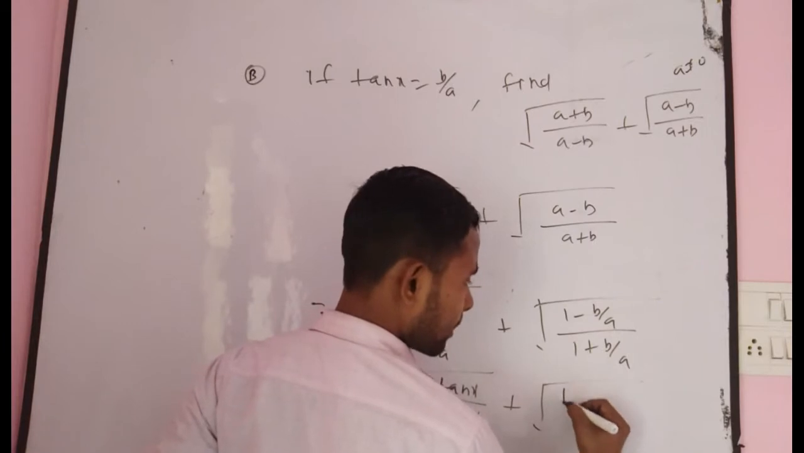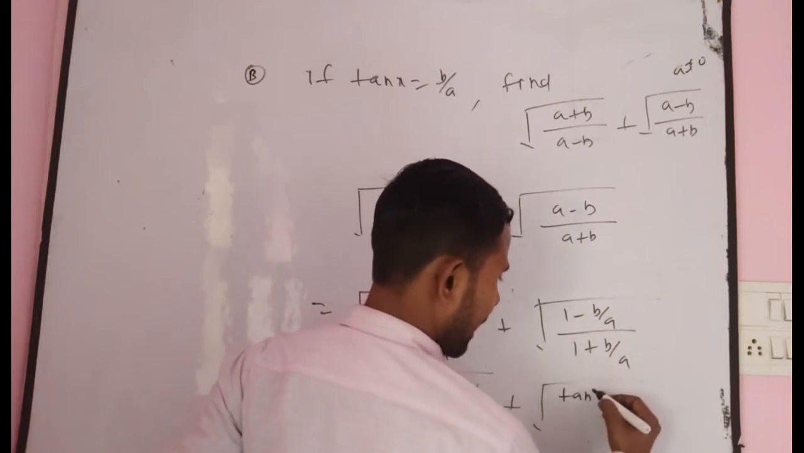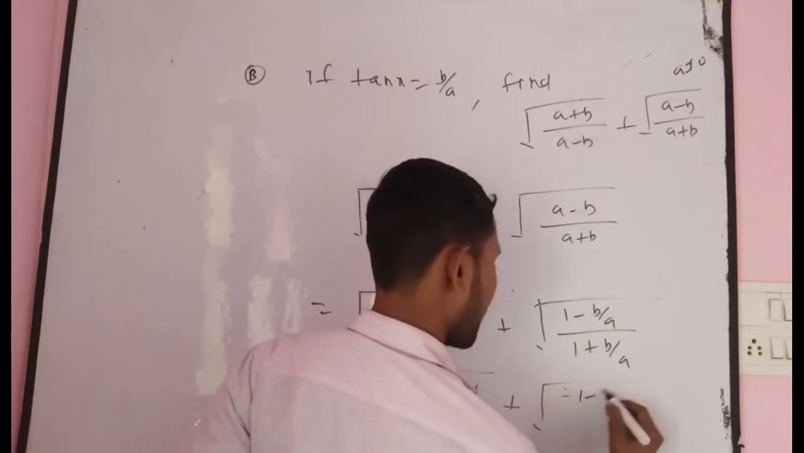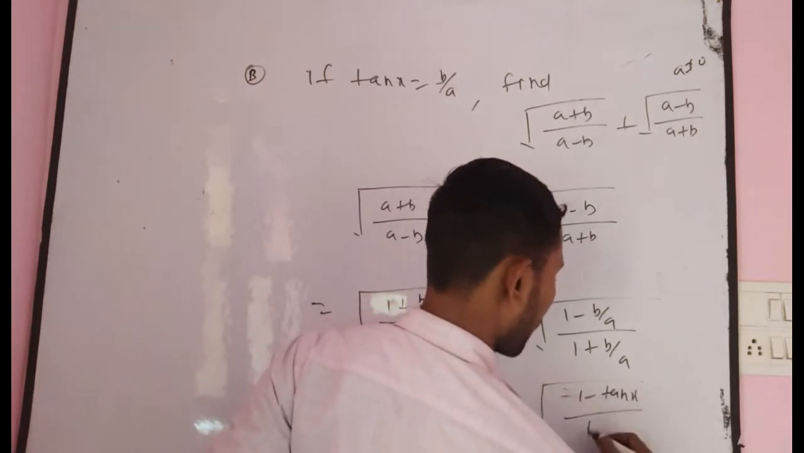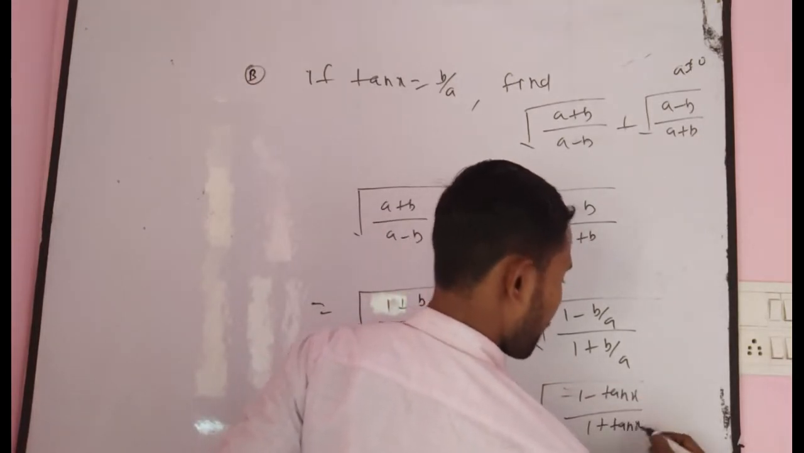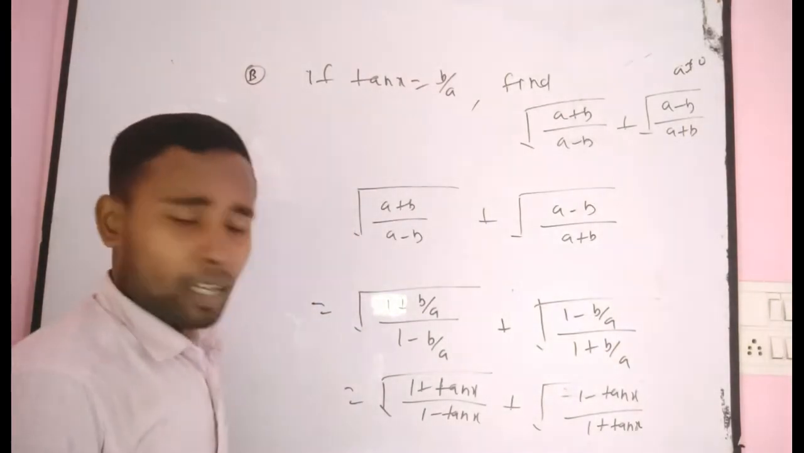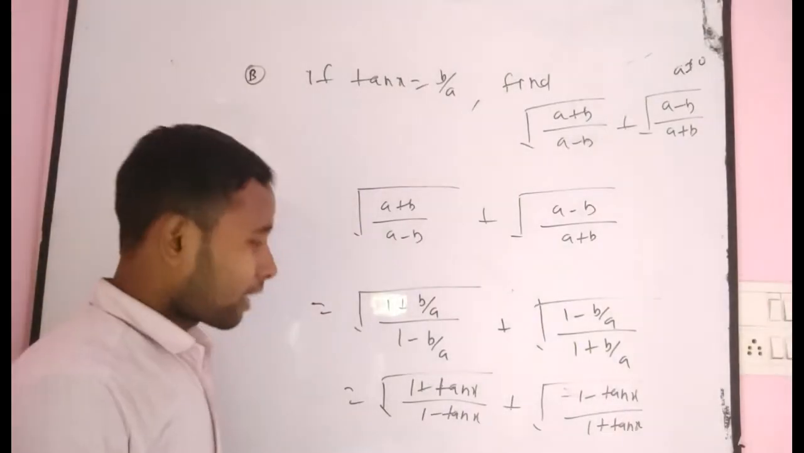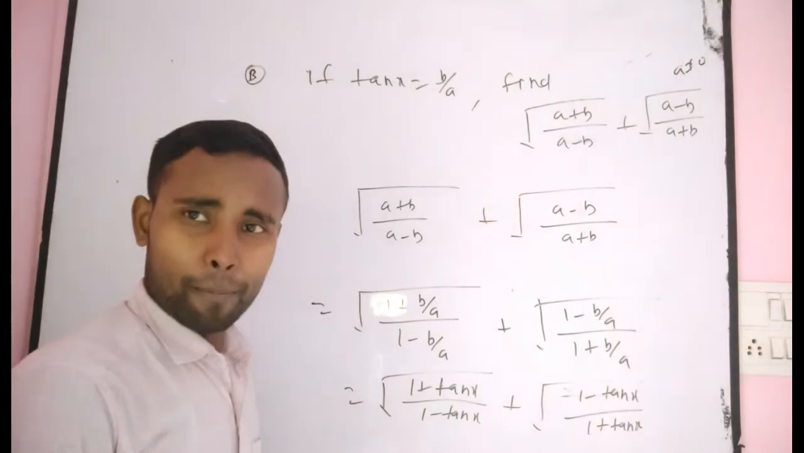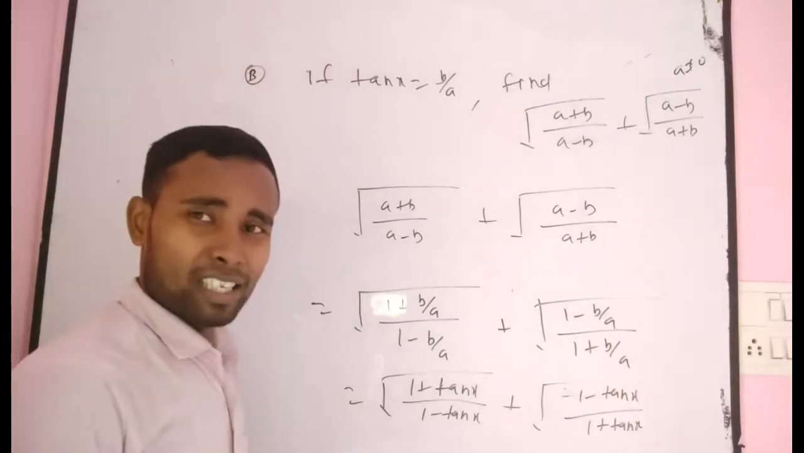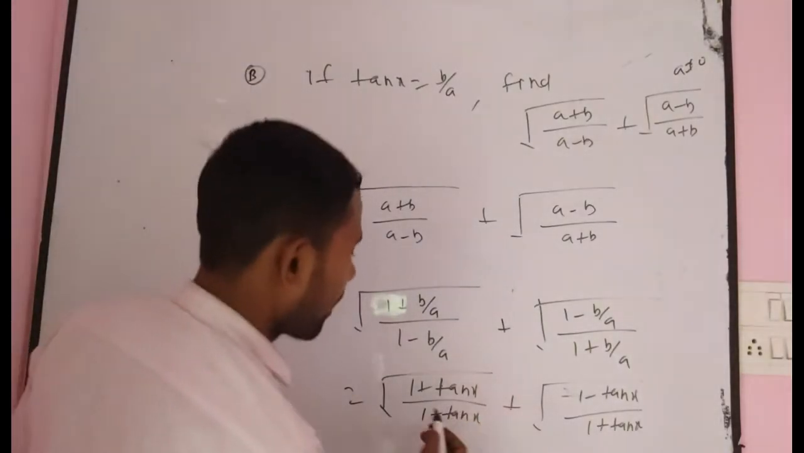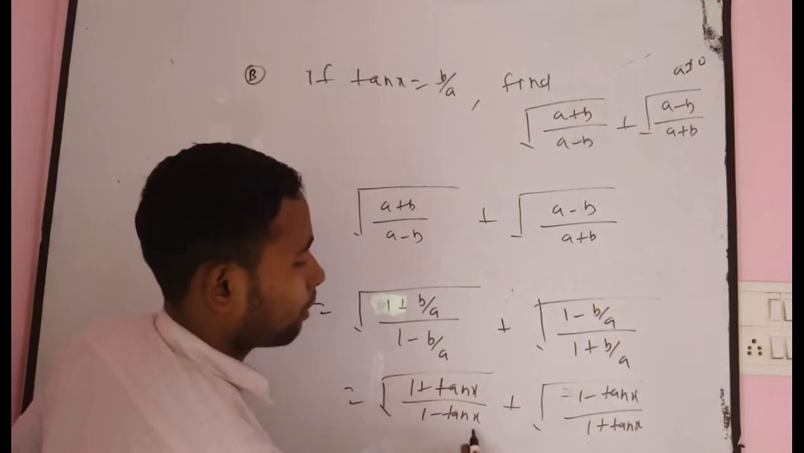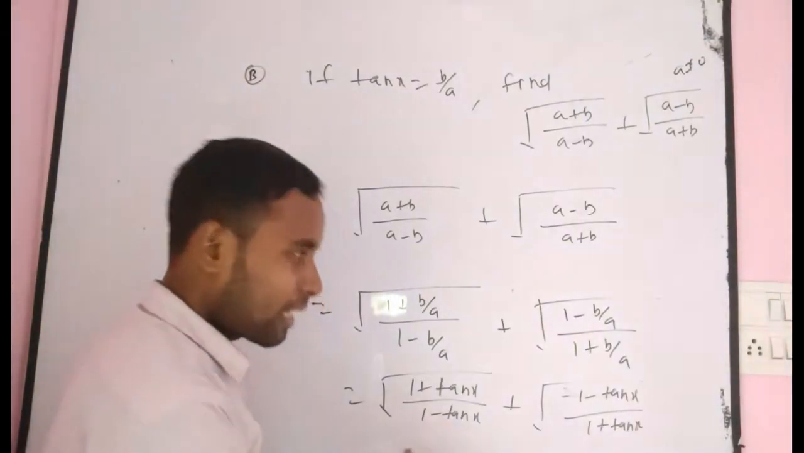It is what? tan... 1 minus tan x divided by 1 plus tan x. Can you write? Now, if you try to simplify it, you can simplify it, but I think there is no necessity to simplify it. You can leave it now. As you know that root under 1 plus tan x divided by 1 minus tan x is equal to 1. You can leave it here.